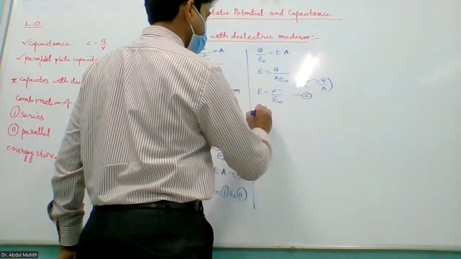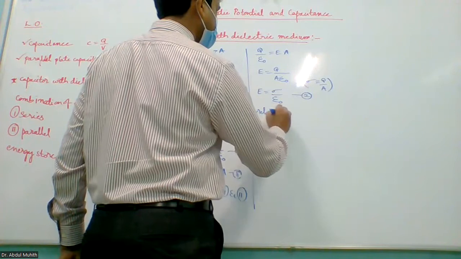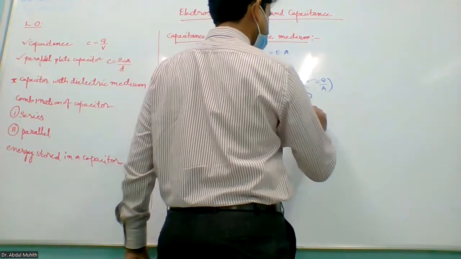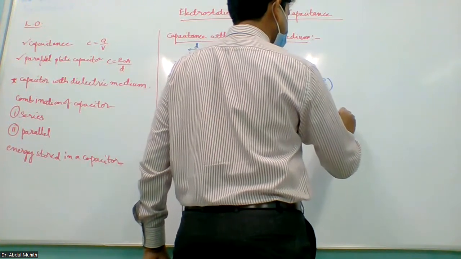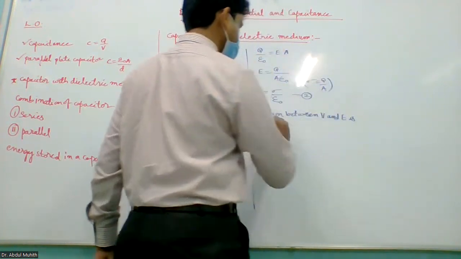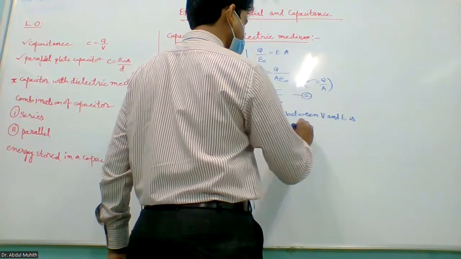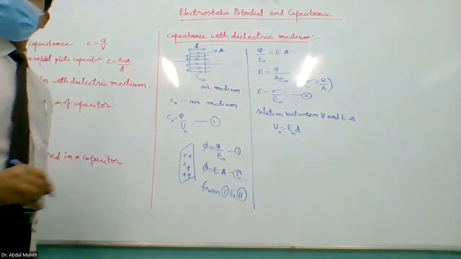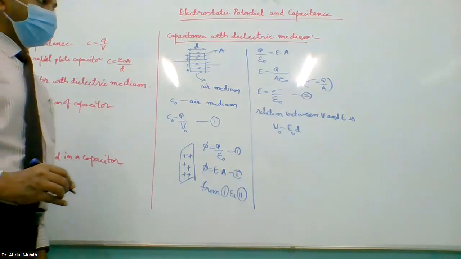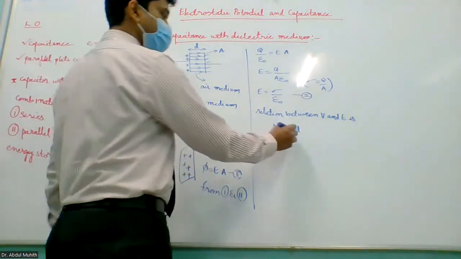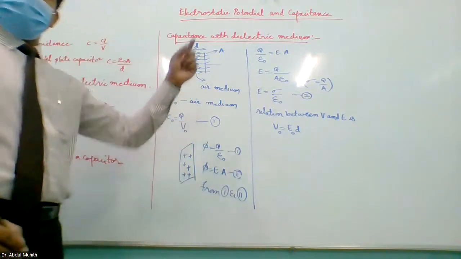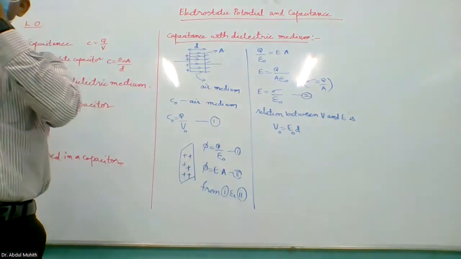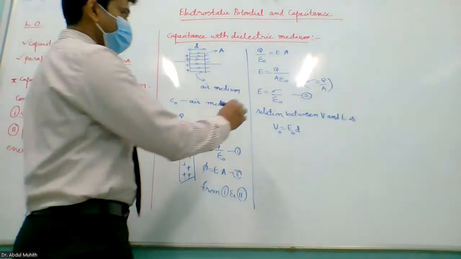What is the relation between D and E? D is equal to epsilon E. So for air medium it will be D0 is equal to epsilon 0 into E. Is that clear? Why? Because it is air medium. For air or vacuum we are taking D0 and epsilon 0. Is that clear? Yes, sir. Now what will be the answer now?